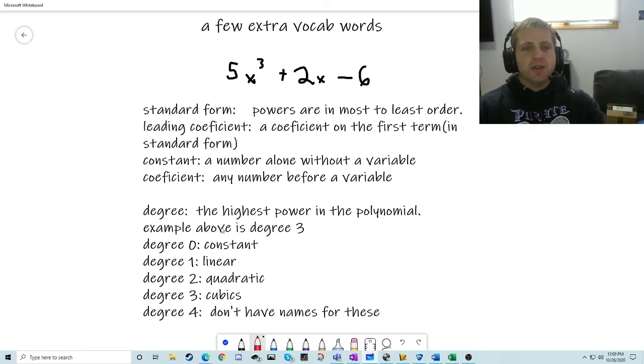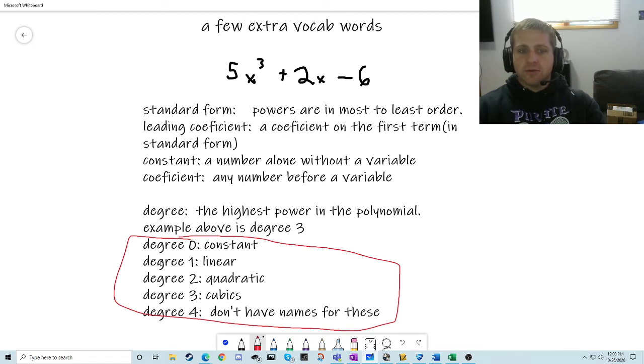And the last thing that really matters is degree. I don't care as much about the perfect names. We talked about them in class. You can look back if you really want to know, like a degree 0 is a constant and all that. Less important. What's really important is you know what a degree is. The highest power in the polynomial is the degree. So this one, the highest power is 3. This is degree 3. It says it right here.